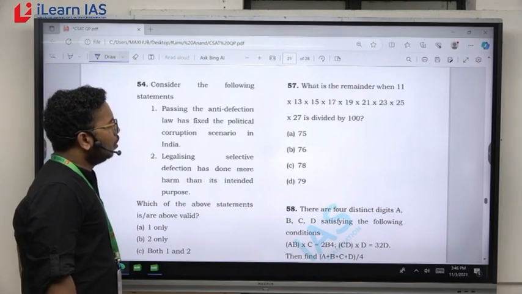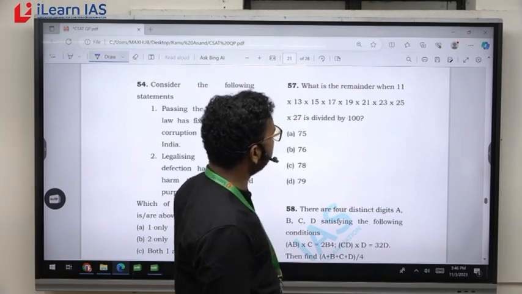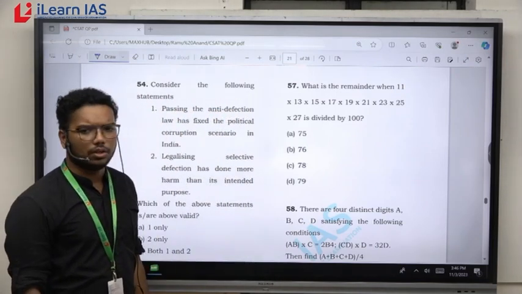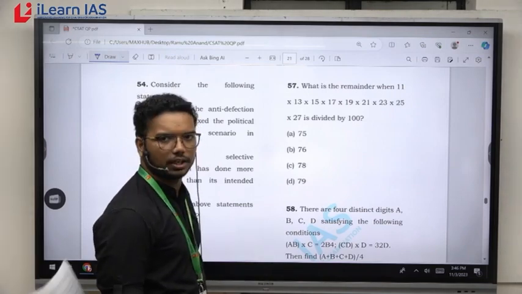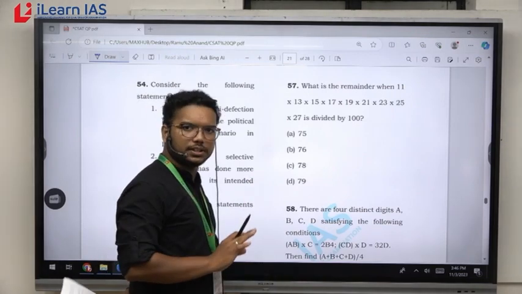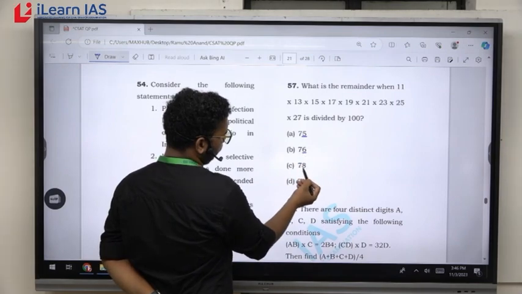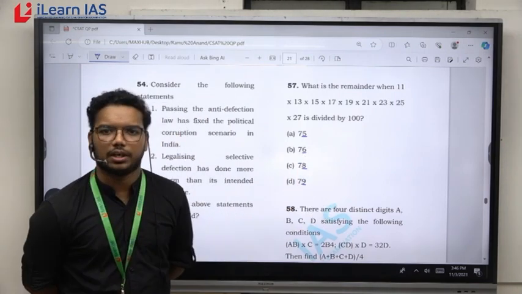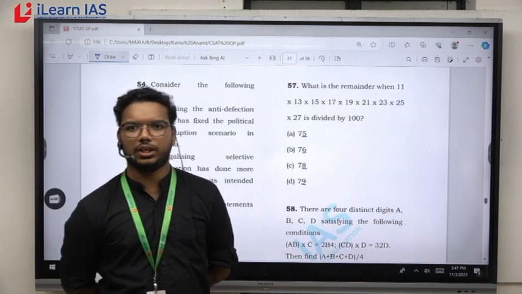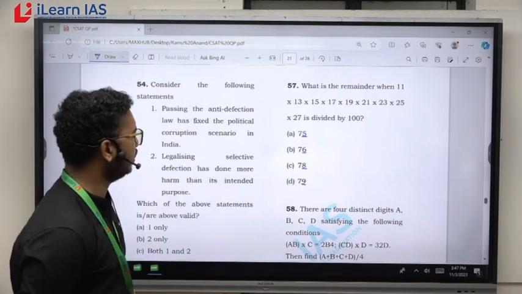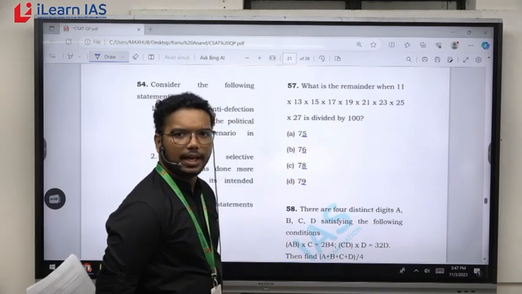Yes. What is the remainder when 11 into 13 into 15 into 17 into 19 into 21 into 23 into 25 into 27 is divided by 100? Look at our options. The unit digits of the options are all different. So we just need to find the unit digit. Look here, they are all odd numbers.